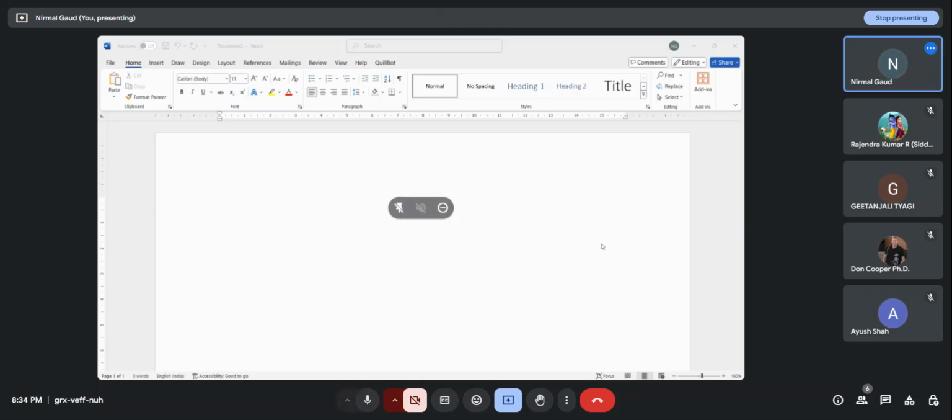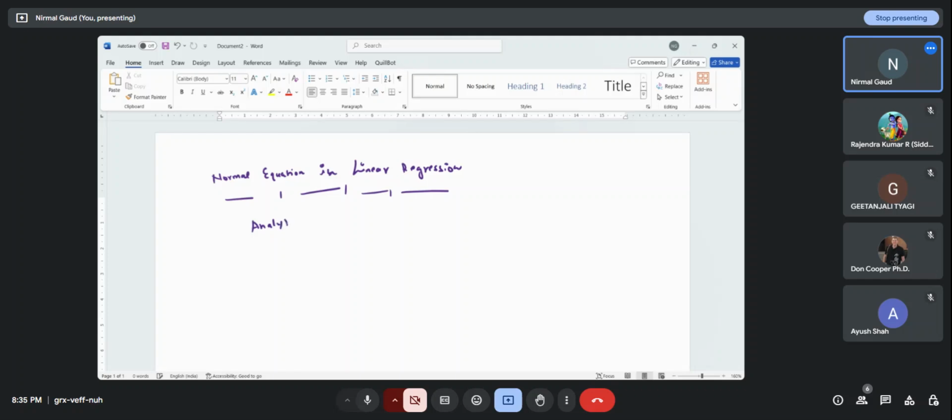Well, in the previous class, we studied Lasso and ridge regression, which are regularization techniques. Now, we are going to study the normal equation. The normal equation in linear regression is an analytical approach.